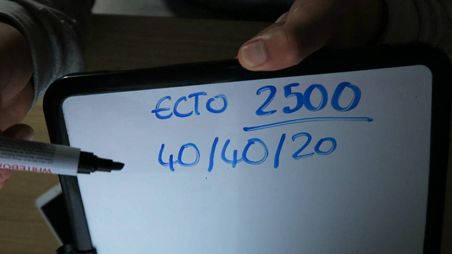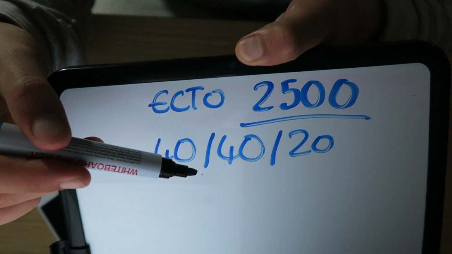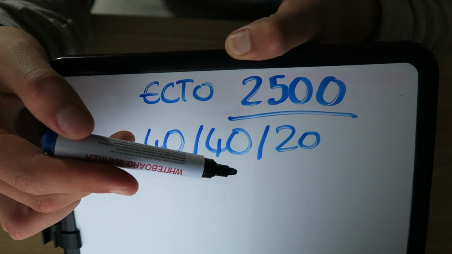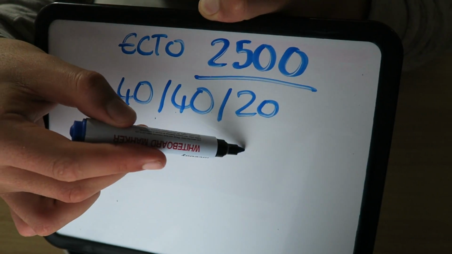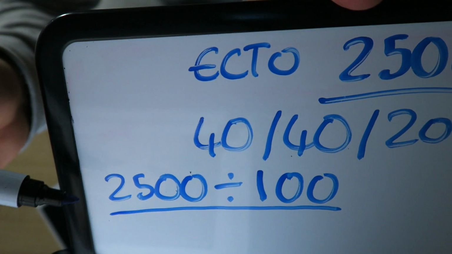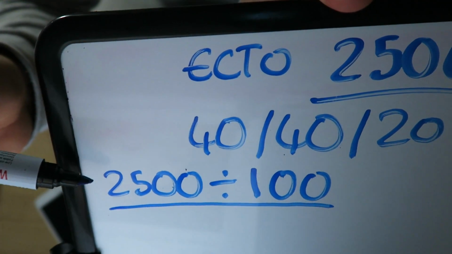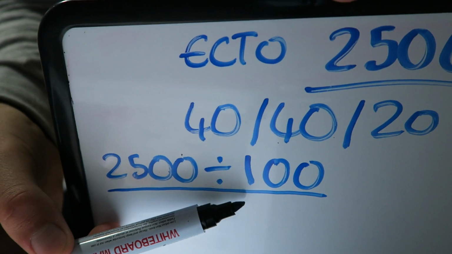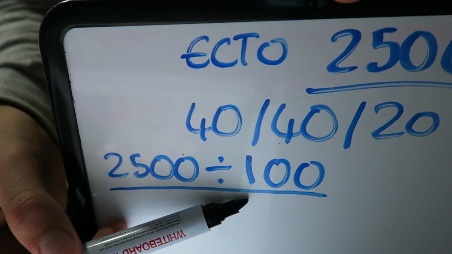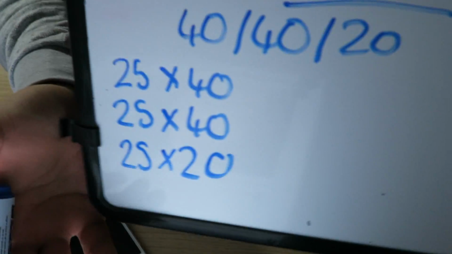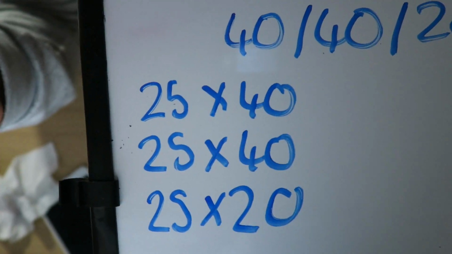As we said, ectomorphs need a 40% carbs, 40% protein and 20% fats diet. This is how we're going to break things down. First off, we divide the amount of calories that needs to be consumed by 100. This will give us 1% of the total calories. So we should end up with these 3 sums.